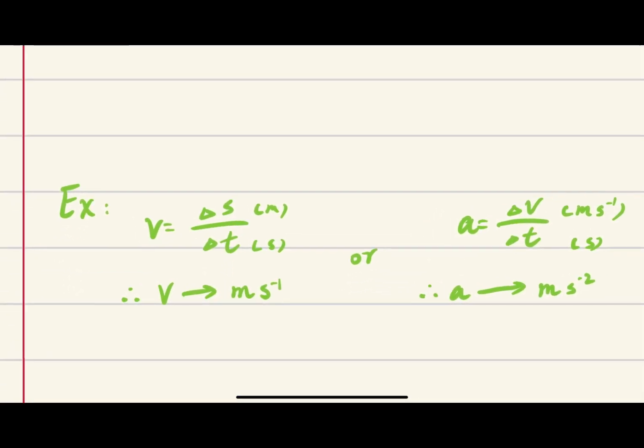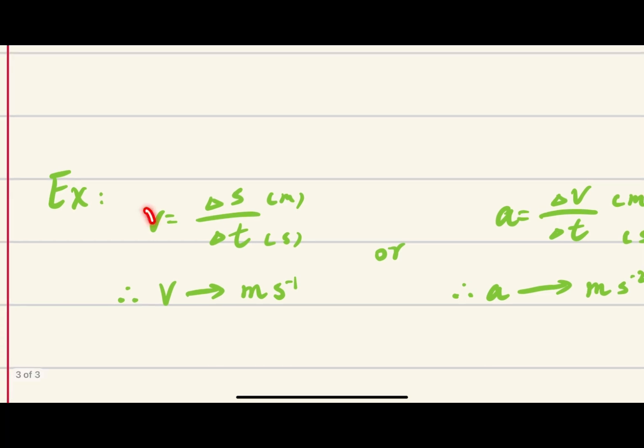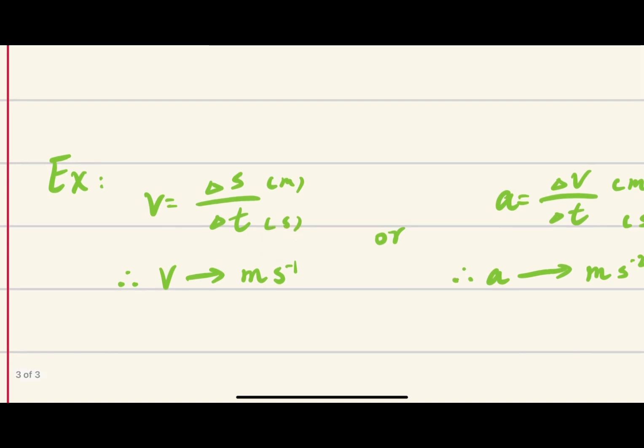The first one: if we have some previous knowledge, then you know that velocity equals the change in displacement over the change in time. Since displacement is a measurement of length, it's an SI unit, and time is also an SI unit. Length is measured in meters and time is measured in seconds, so we can derive that the unit for velocity is meters over second, and it's written in this form.